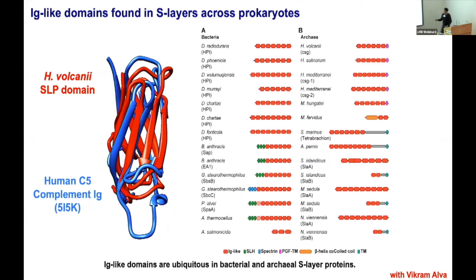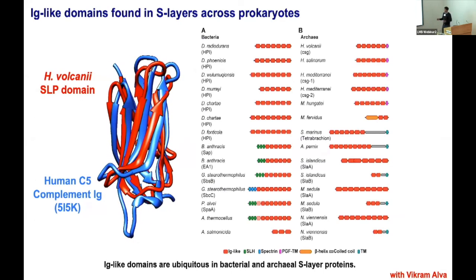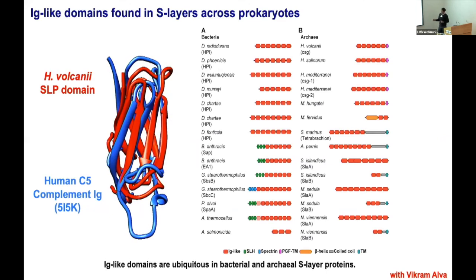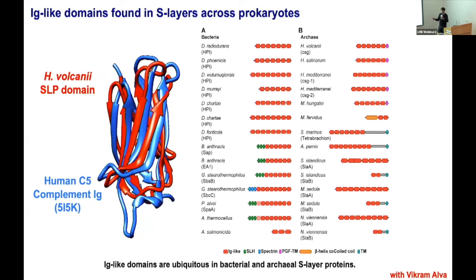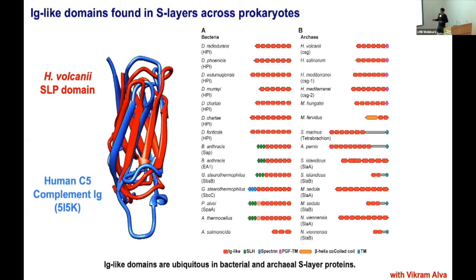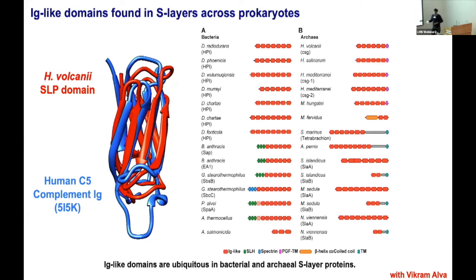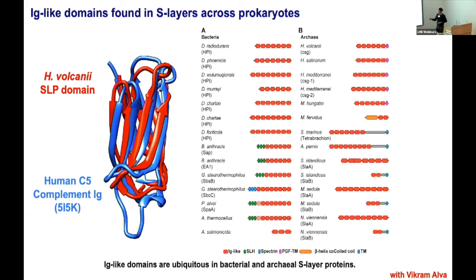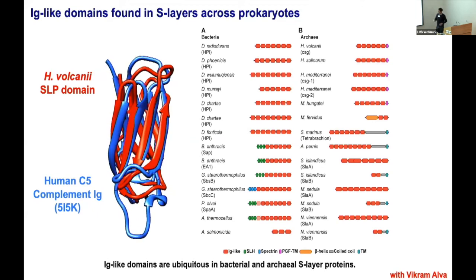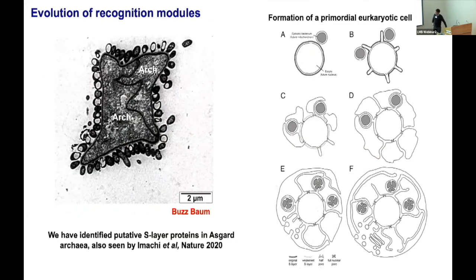Why this is important is that these immunoglobulin-like domain-containing S-layer proteins seem to be conserved across gram-negative, gram-positive bacteria and archaea. And if you compare one of these immunoglobulin-like domains with immunoglobulin from the human immune system, there's a striking structural similarity, which has evolutionary implications for the evolution of the modern eukaryotic cell. I won't go into details, but I will just say that we've identified putative S-layer proteins in the Asgard lineage of archaea, which is the closest relative to eukaryotic cells.